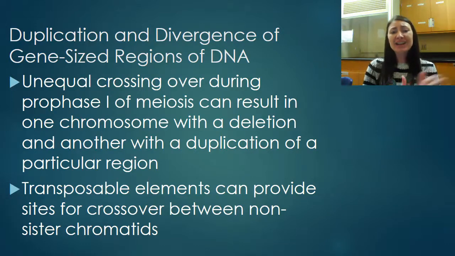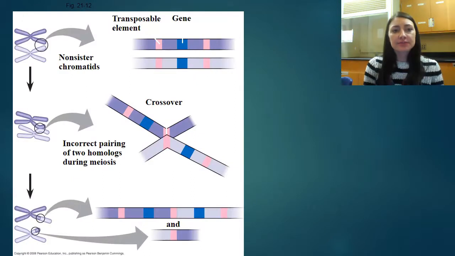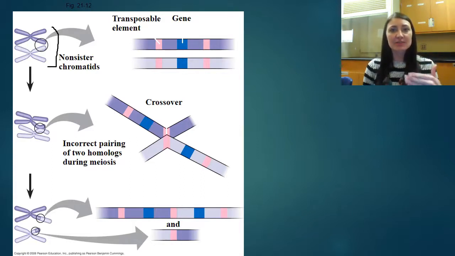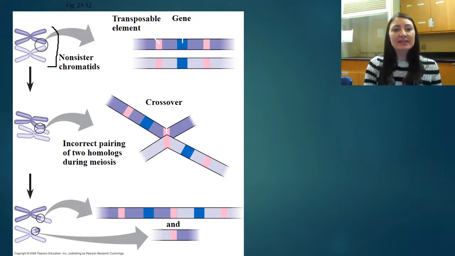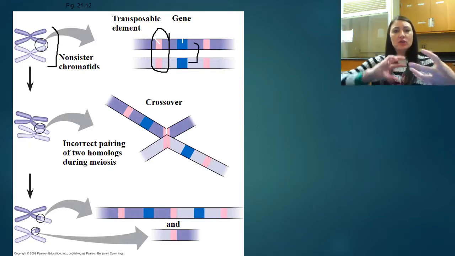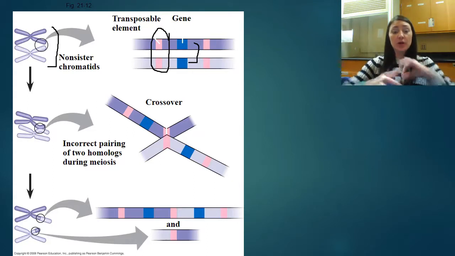Transposable elements provide sites for this crossing over to happen between non-sister chromatids, and they're very important. On the next slide, we're going to see how they work. So here we can see we have two non-sister chromatids, so they're not the homologous pair that should be lining up, and they have what we call these transposable elements on them. So these transposable elements line up, and you have genes that are not complementary to one another, and you get crossing over at these transposable elements.